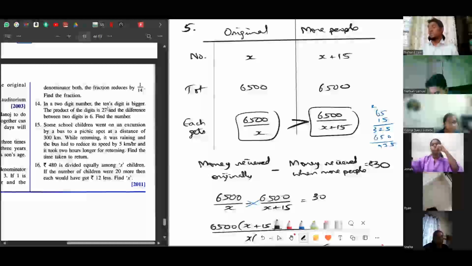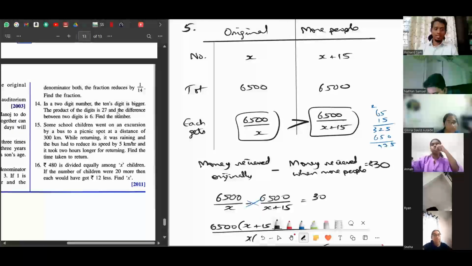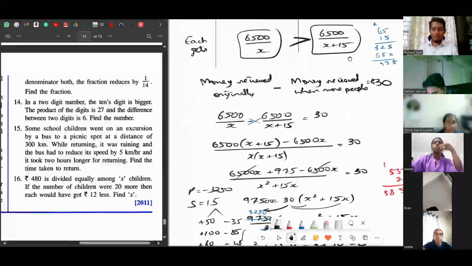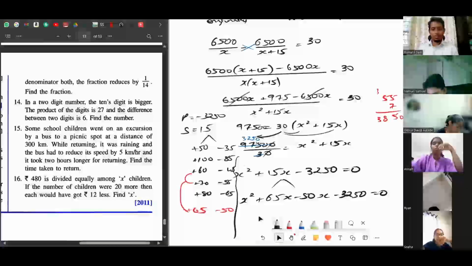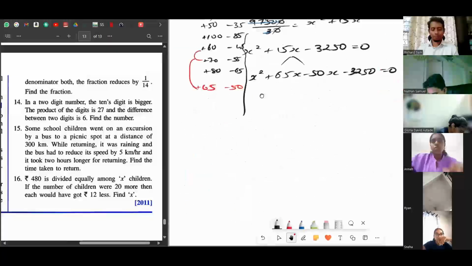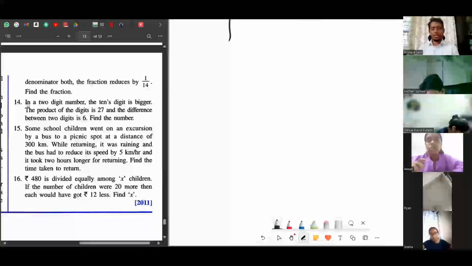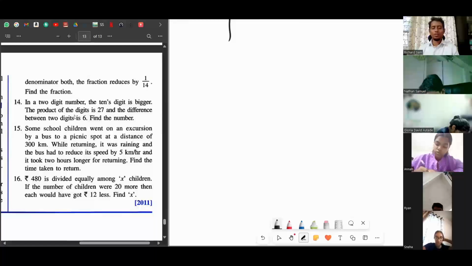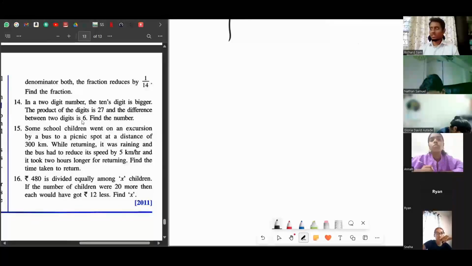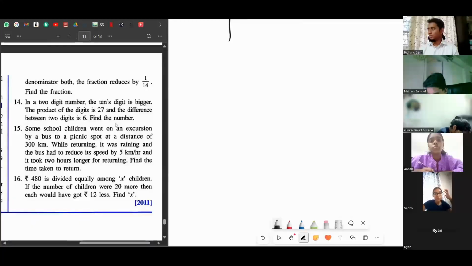Okay, now another type of question, number questions. This is also a little new, something new. Look at question 14 in my book. In a two-digit number, the tens digit is bigger. The product of the digits is 27, and the difference between the two digits is 6. Find the number. I can't see the full question. Can you? You have to zoom out.